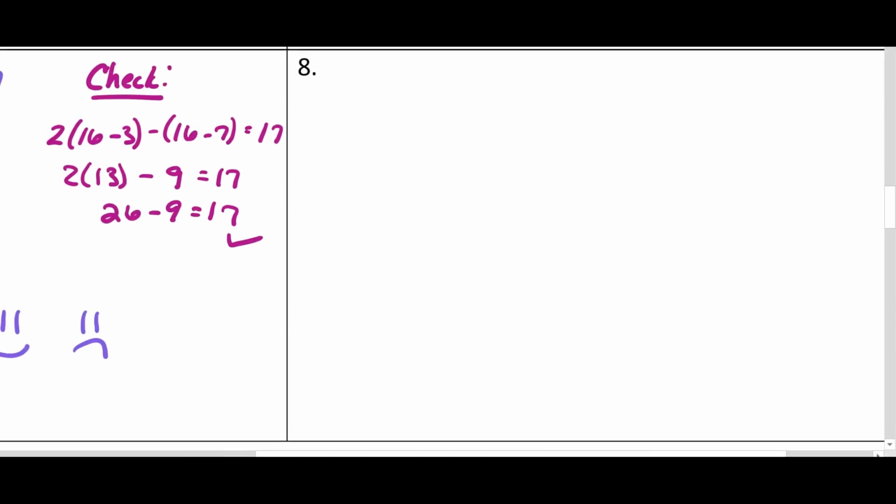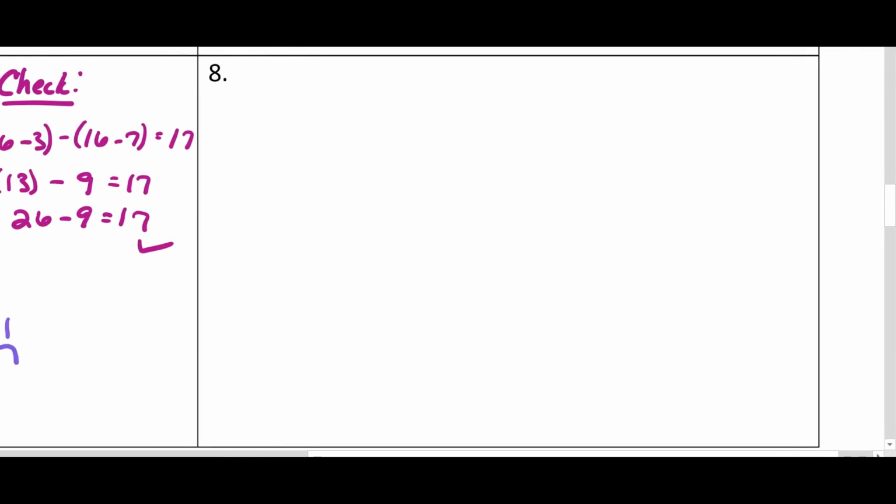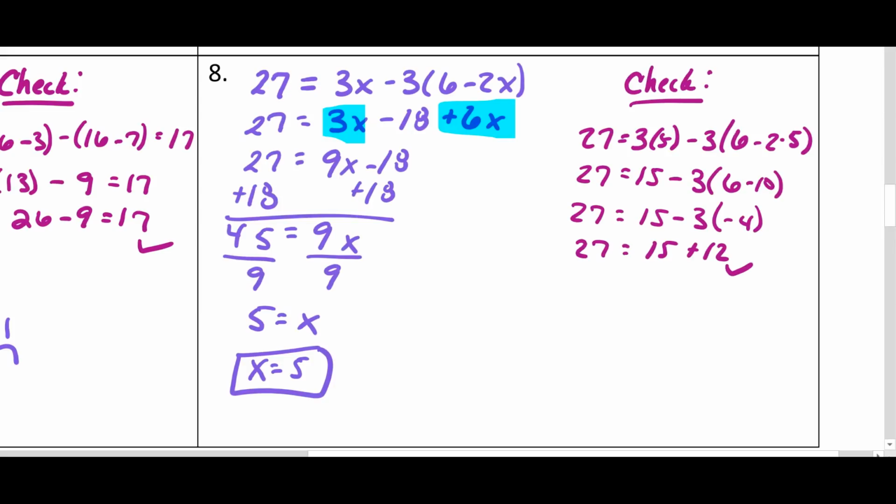Alright, so number 8. We're going to have 27 equals 3x minus 3 times 6 minus 2x. So again, I want you to try this problem. When you're ready, turn the video back on to check your answer. Alright, so number 8, if you're ready to check, the answer is x equals 5.